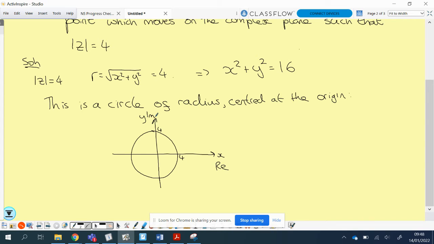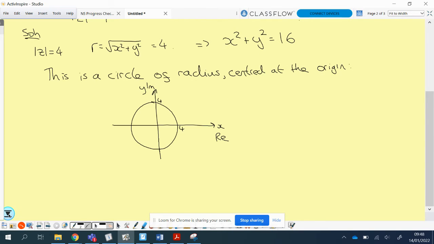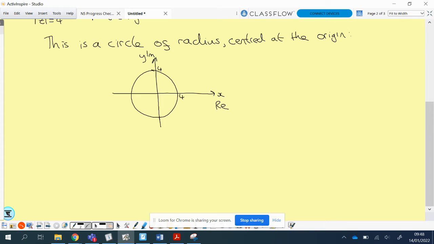That was quite a nice one, because when we dealt with the modulus, we got a nice circle out of it, centred at 0, 0. Let's have a look at another one. So let's look at example 2.